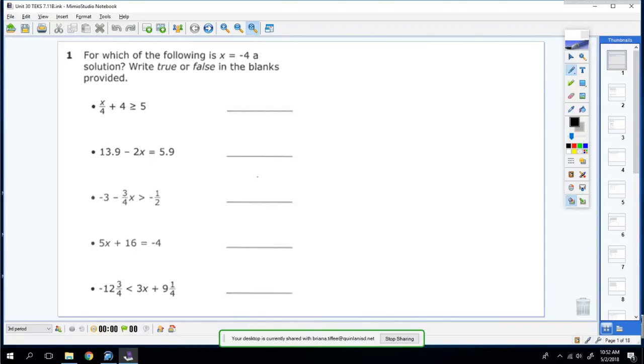So today we're going to be solving equations and inequalities. You just have to solve it and prove whether the answers are true or not. So the first one here, you have x over 4 plus 4 is greater than or equal to 5. So you subtract 4 from both sides.